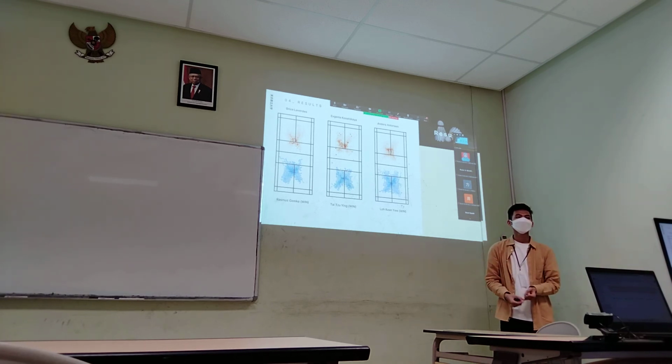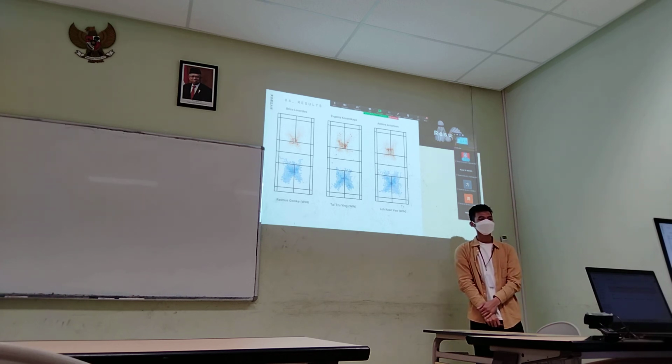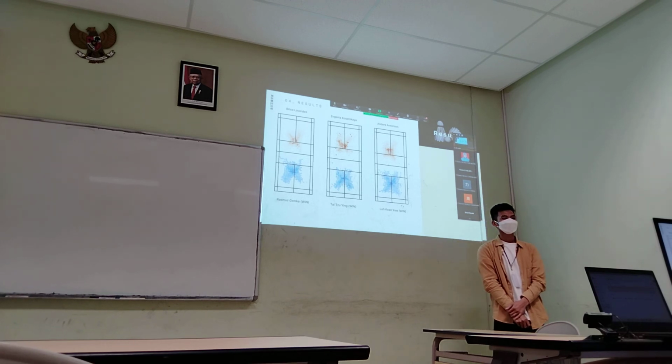Okay, I see. Maybe for tennis and badminton also, it's better to combine the player's position and the shuttle position. Yes, that's my research.